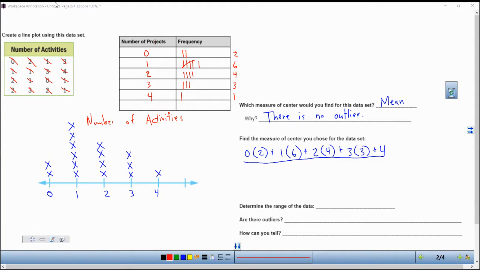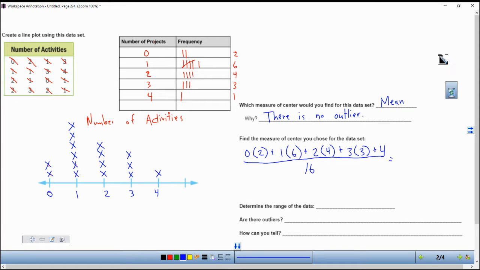Okay, I'm back. Now, what we have to do is figure out how many data points we have. We have 2 zeros, 1, 2, and then we have 1, 2, 3, 4, 5, 6. So it's 2 plus 6 is 8, plus 4 is 12, plus 3 is 15, plus 1 is 16. So we're going to divide this whole thing by 16.